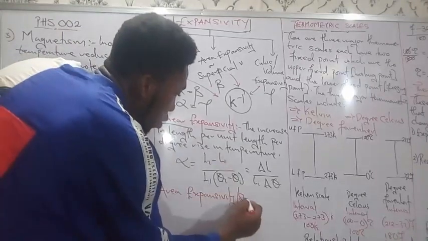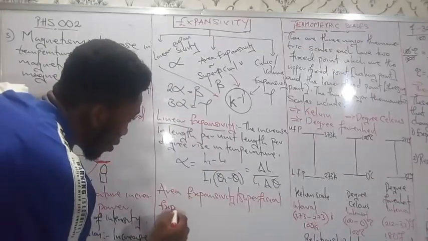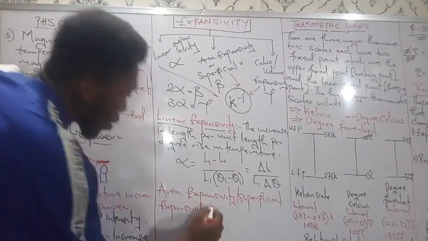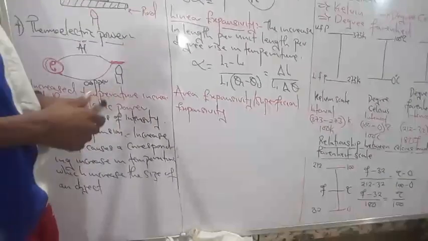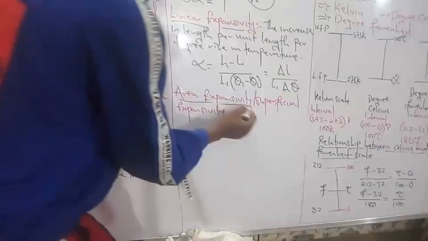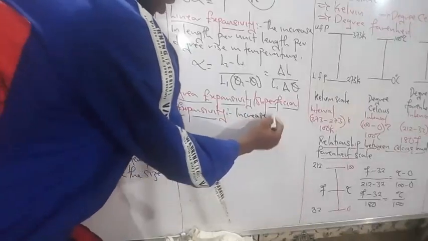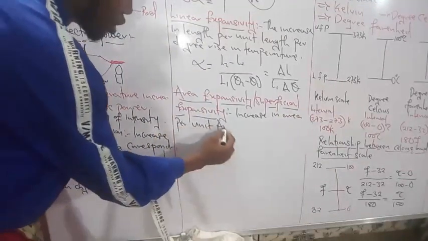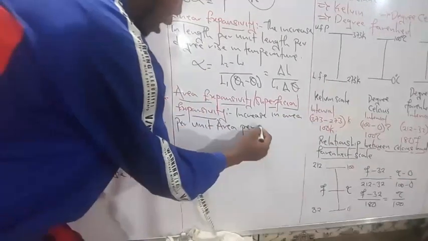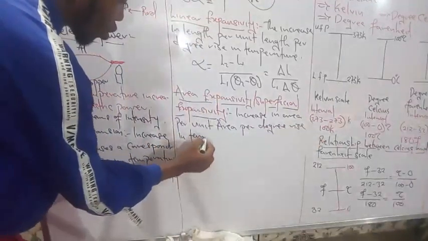Also called superficial expansivity. I already said it. This one is the increase in area per unit area per degree rise in temperature.